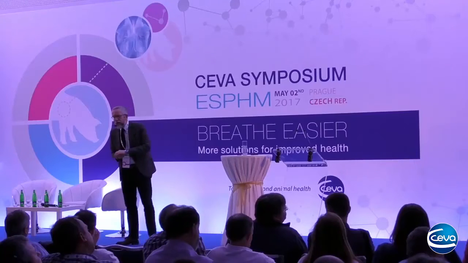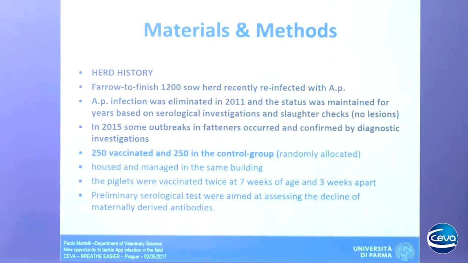Okay. When the farm was negative to Actinobacillus pleuropneumoniae, the whole system for monitoring the situation was based on routine lung lesion checks at the slaughterhouse, just to evaluate the presence or not, fortunately not, of pleural lesions suggestive of pleuropneumonia. And unfortunately, this accident occurred, and it was positive. That is the reason why we decided to run this trial.